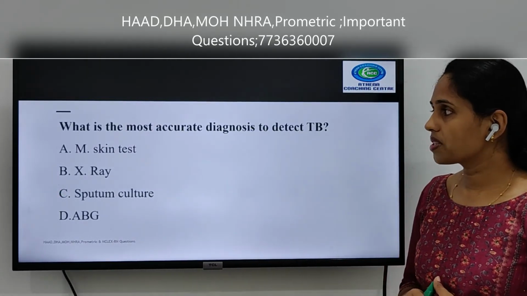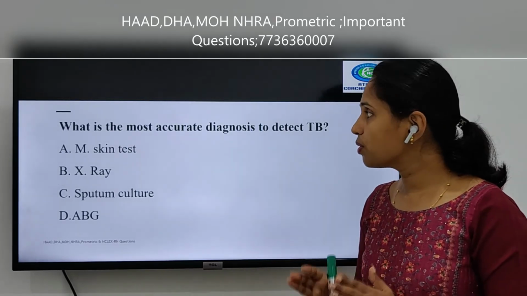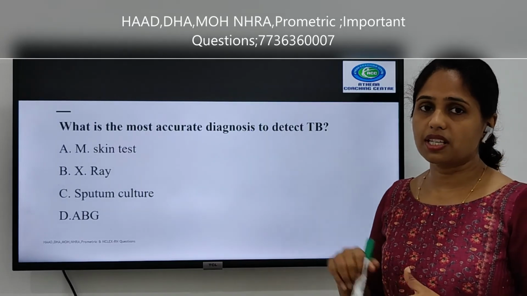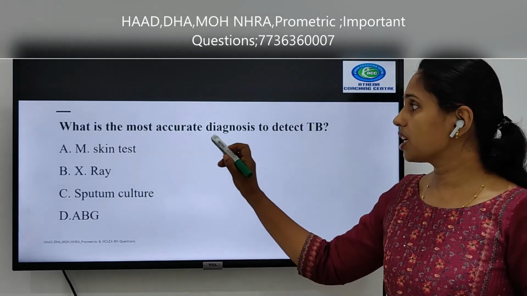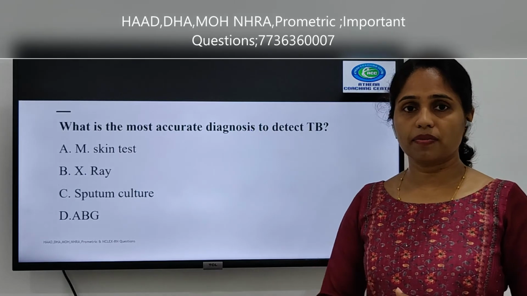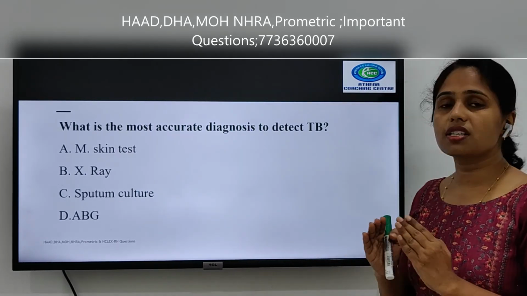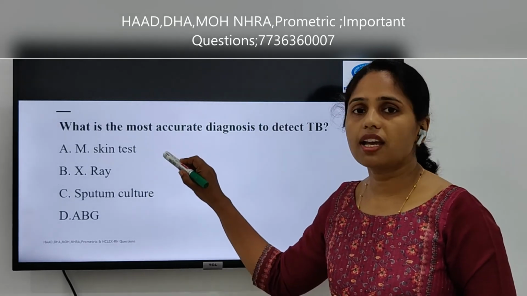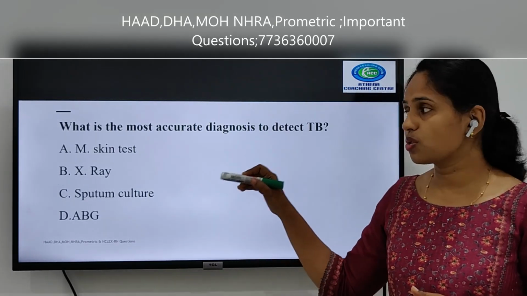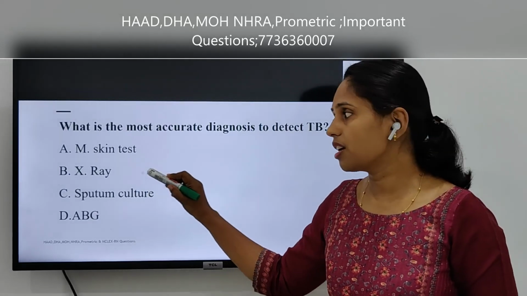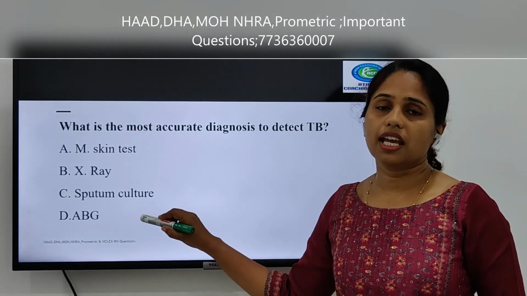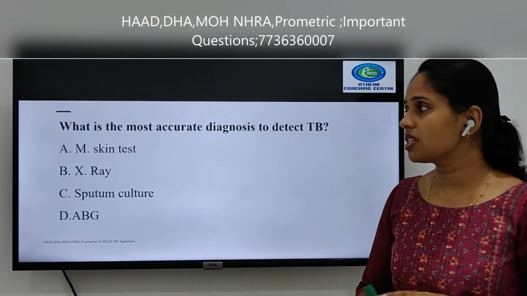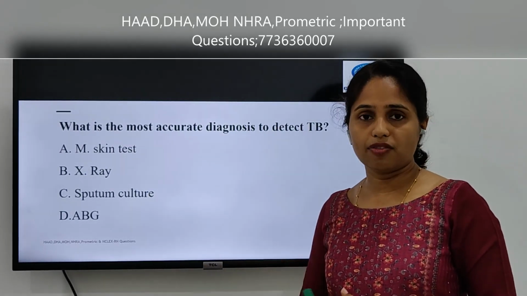This is the next question. What is the most accurate diagnosis to detect pulmonary TB? The key point of this question is most accurate. A is the Mantoux test or skin test, the tuberculin test. Second is X-ray, sputum culture and ABG. So what is the most accurate diagnosis to confirm the diagnosis? It is sputum culture, AFB. Okay.